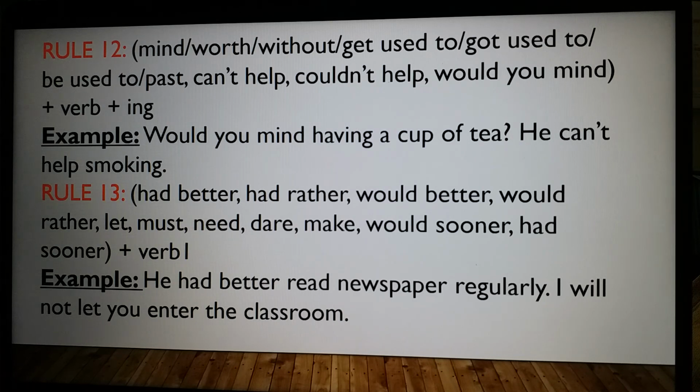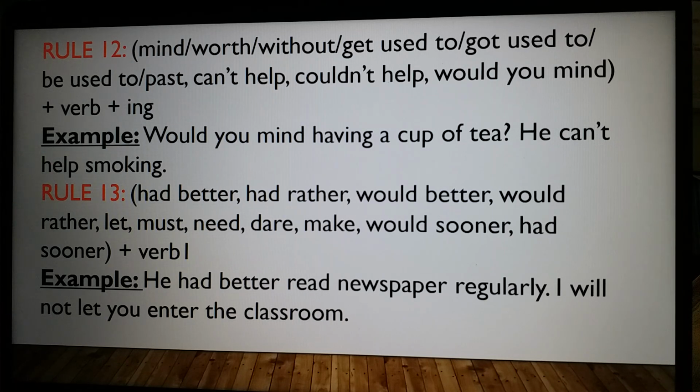Now rule 12. There are some phrases or words in English after which we need to use verb with ing. Look at the words given in the bracket: mind, worth, without, get used to, got used to, be used to, past, cannot help, could not help, would you mind, plus verb plus ing. That means after these words and phrases we need to use verb with ing. Look at the example. Would you mind having a cup of tea? He can't help smoking. Here the verbs smoking and having are both used with ing form.